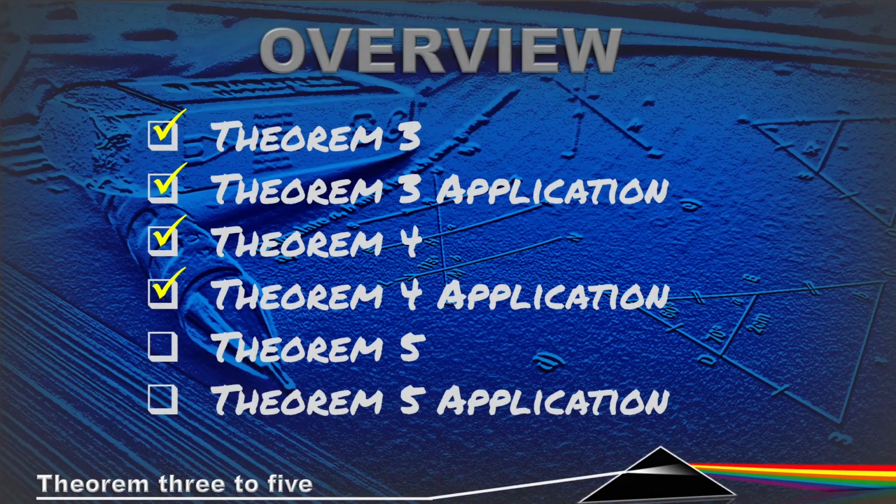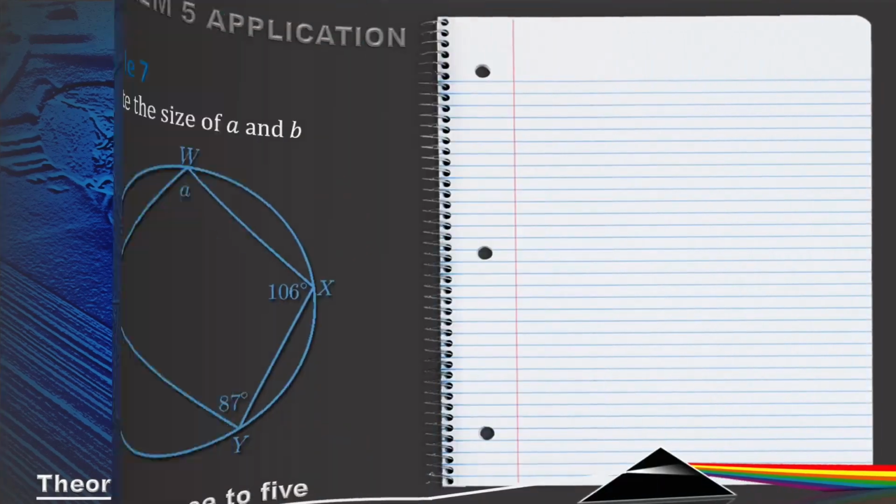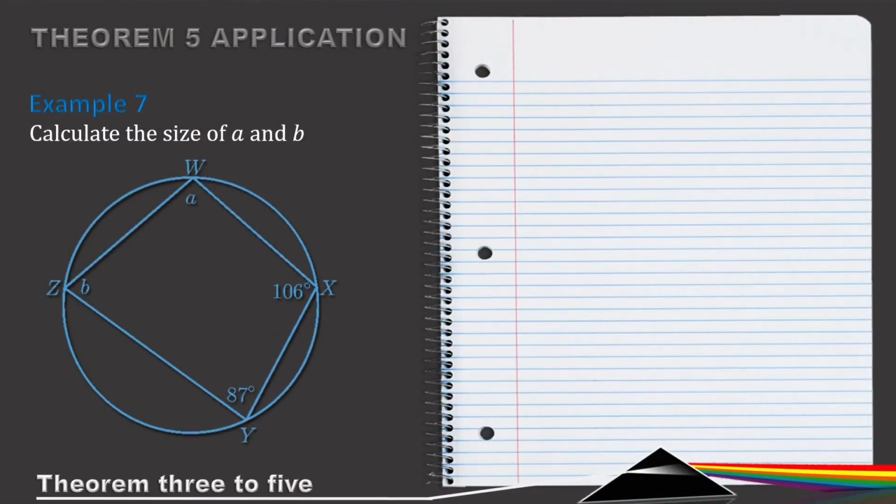Okay, so theorem 5 is done. Now only to do the application and the sums. So example 7 says calculate the size of A and B. Very easy, because we know now that these opposite angles are supplementary. So we know that A plus 87 degrees is equal to 180 degrees, and our reason is opposite angles of a cyclic quad. And then we just solve for A. So A is 180 minus 87, which gives us 93 degrees.